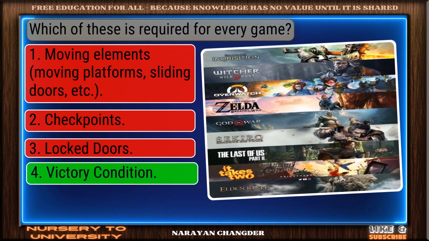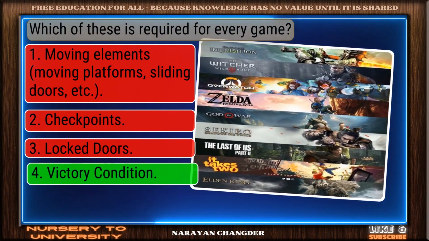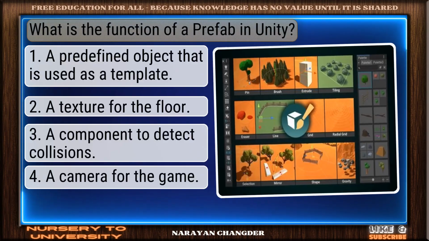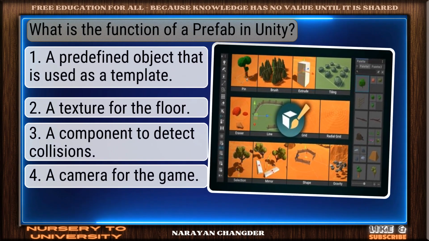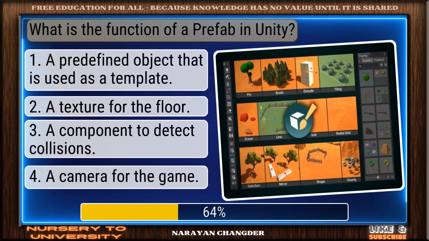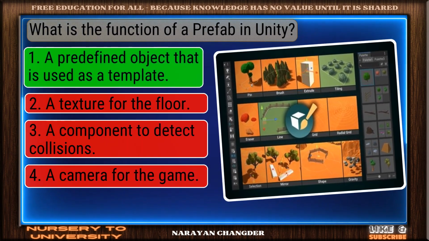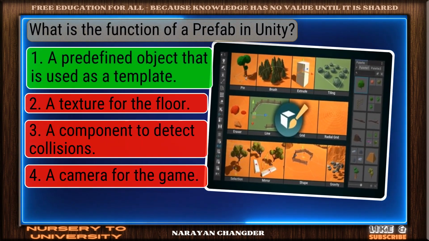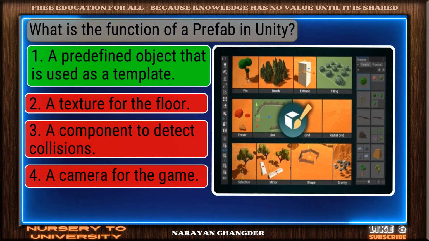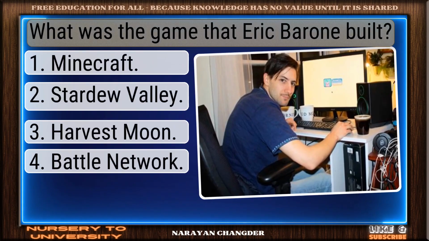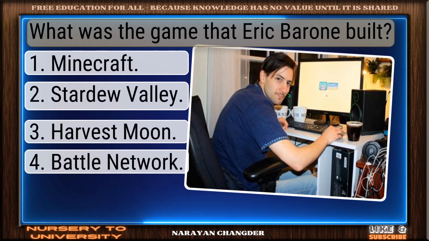Great thinking. Victory condition is the right choice. Question number 42. What is the function of a prefab in Unity? You got it. Your choice, a predefined object that is used as a template, is right. Question number 43. What was the game that Eric Baron built?